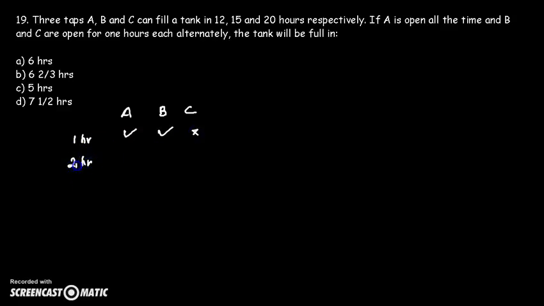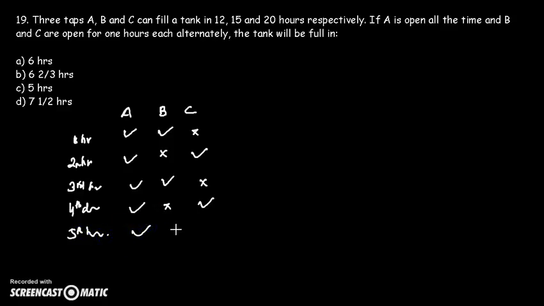Second hour, A is open all the time. So you can draw the diagram like this. And the second hour, B is closed, C is open. B is again open in third hour, C is closed. And likewise.